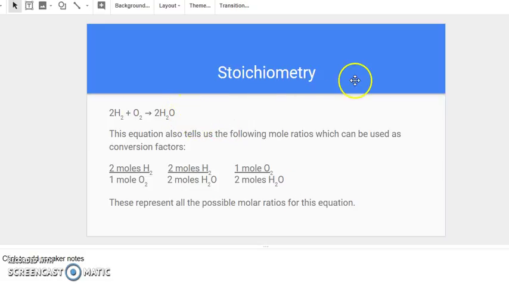On the worksheet you're going to get today, it's a double replacement reaction at the top of the sheet that will have 2 reactants and 2 products. You should be able to get 6 of these ratios, okay? 6 of these conversion factors from that.